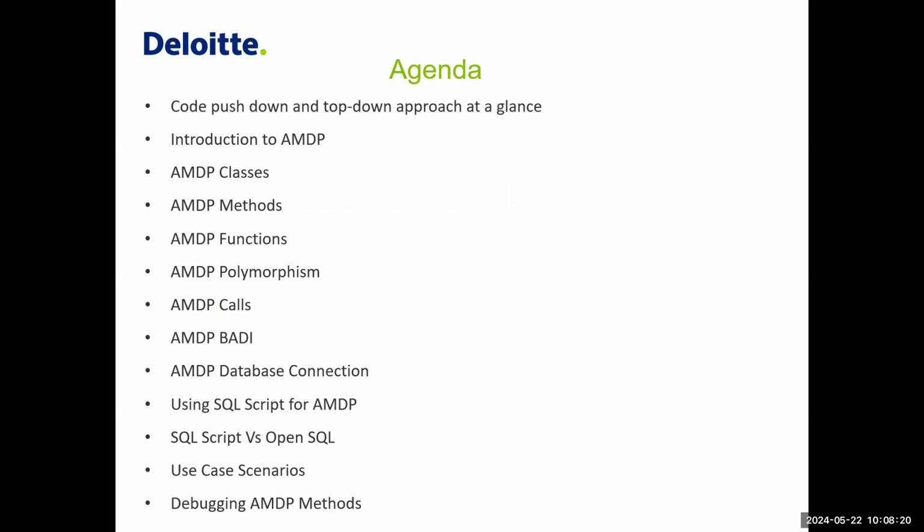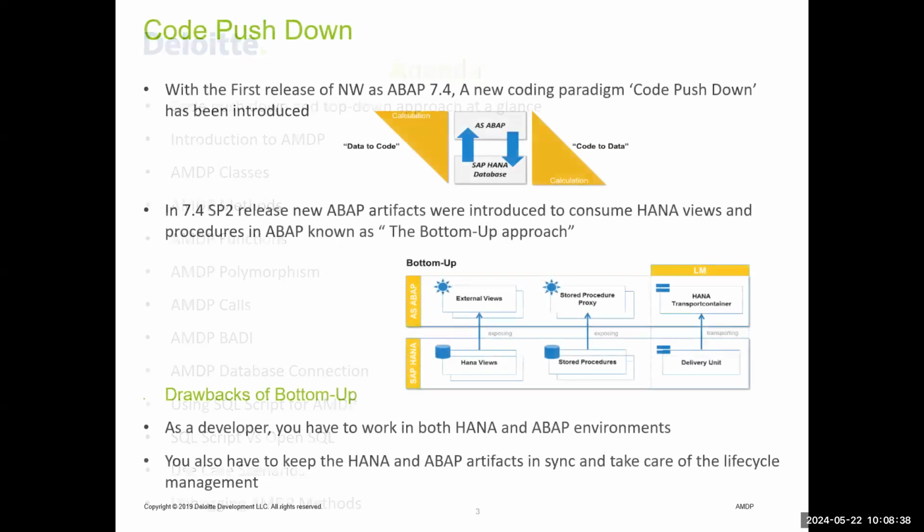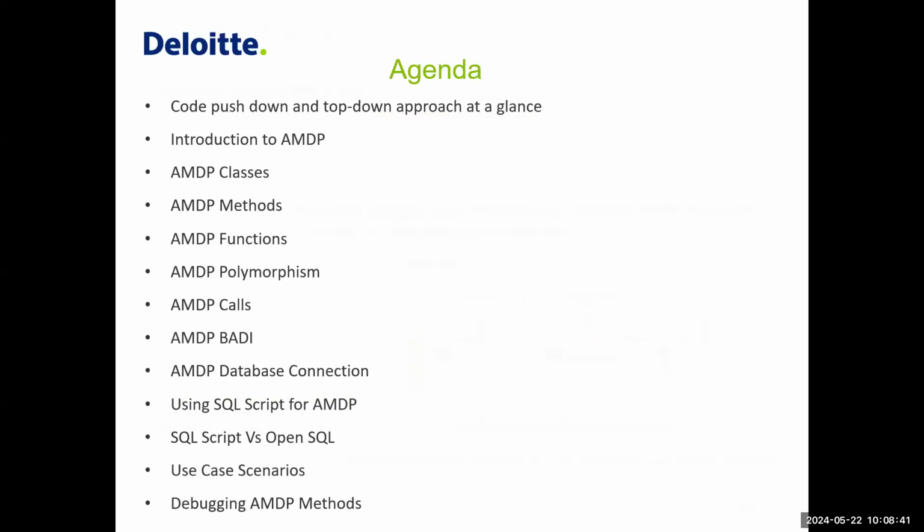So we will have a quick recap of what is code push down and the top down approach. We will have an introduction to AMDP. We have classes, AMDP methods, functions, polymorphism, body, database connections, and you can see the agenda. I'll take a quick 20-25 minutes of theory, and then I'll directly jump onto the system to show you how we can create an AMDP, how we can execute it, how we can debug it, and answer all your queries if you have.